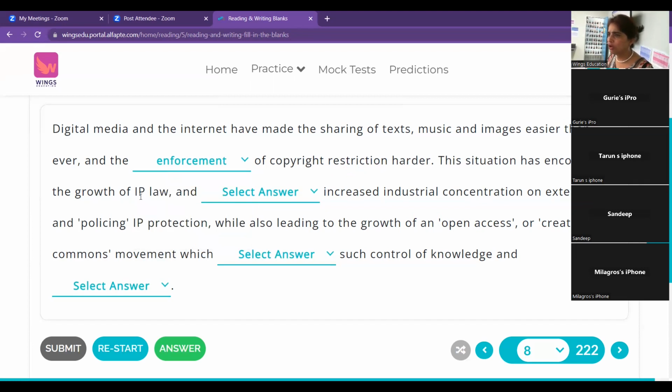Let's choose enforcement. And so growth of IP law. This situation has encouraged something, and something increased industrial concentration. So what word do you think should be here? And should this be a verb? Why? Because there's has encouraged and there's and here. I'm expecting another verb with ed. Verb is an action word. Jumped, walked. So because there's a word with ed and there's and here. Now, I think it's prompted.